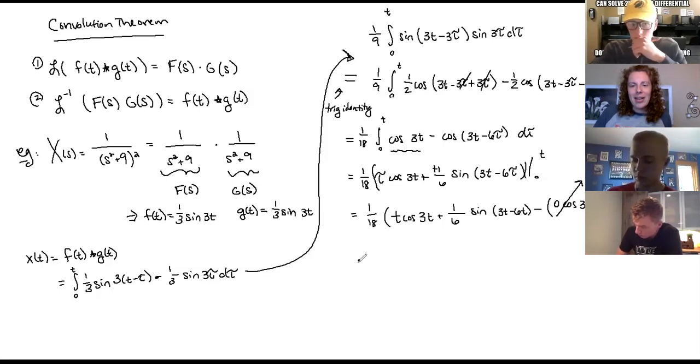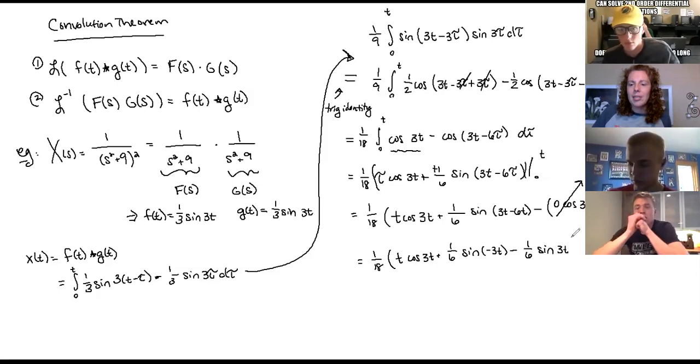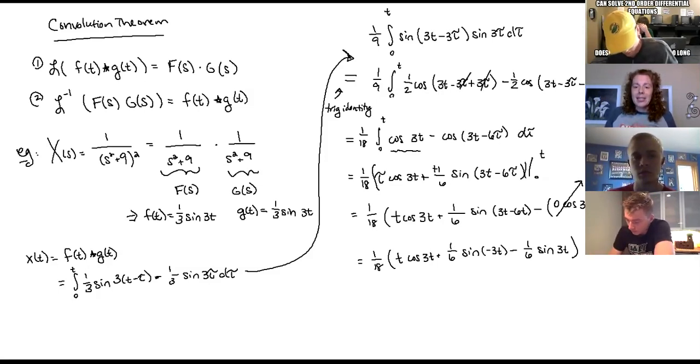Let's do some simplifying here. 1/18 is still all the way out in front. T cosine 3t plus 1/6 sine of negative 3t minus 1/6 sine of 3t.